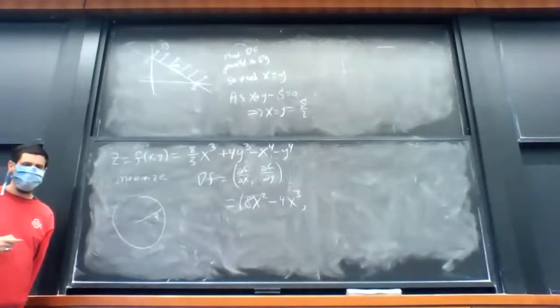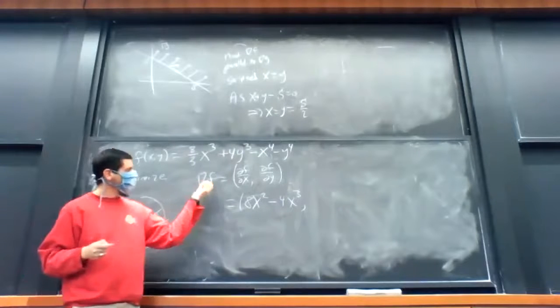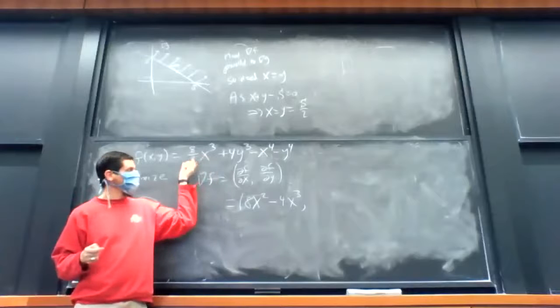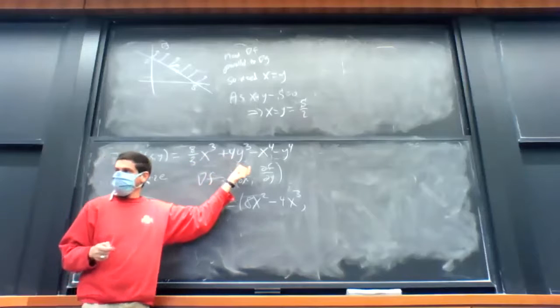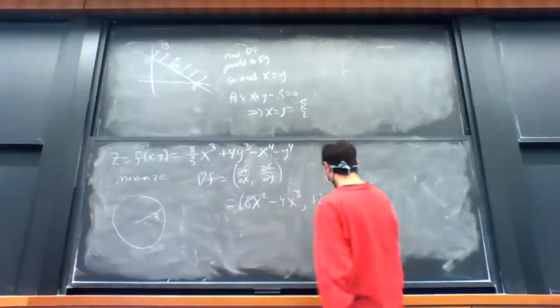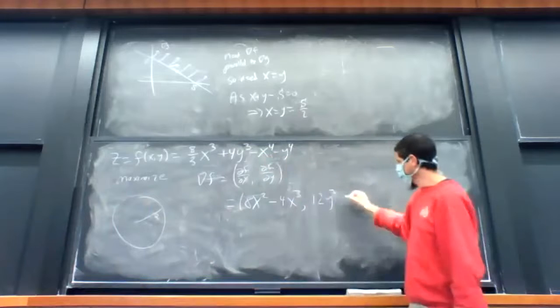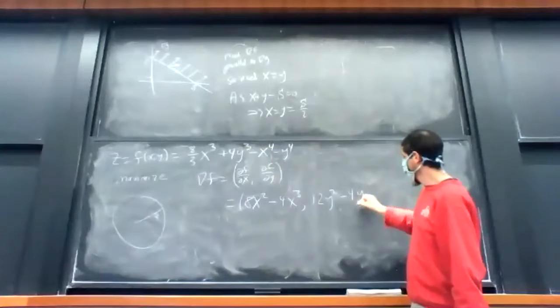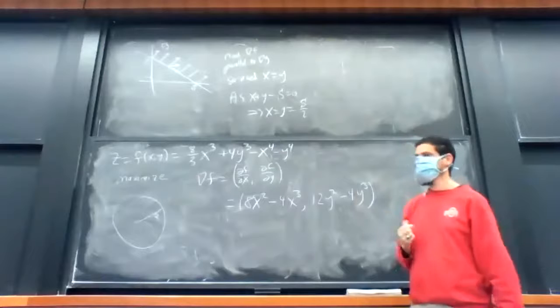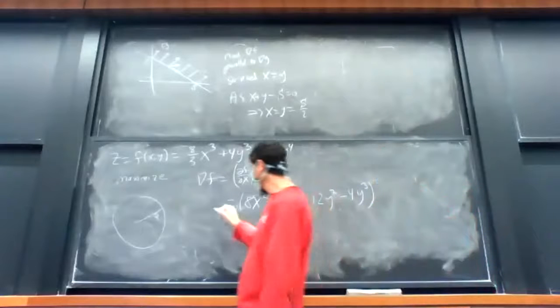And then the derivative of negative y to the 4th with respect to x is 0. Now if I take the derivative with respect to y, the first term is 0, the next term is going to be 12y squared, and then the last term is going to be negative 4y cubed. And so this is the gradient of f.